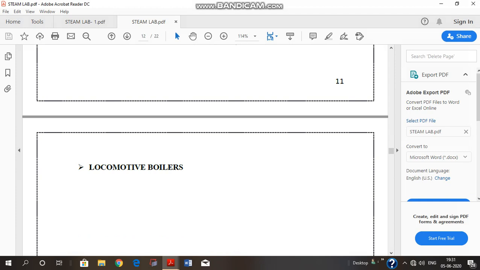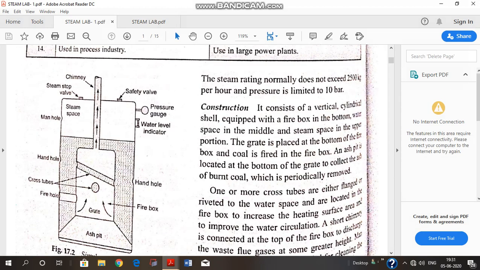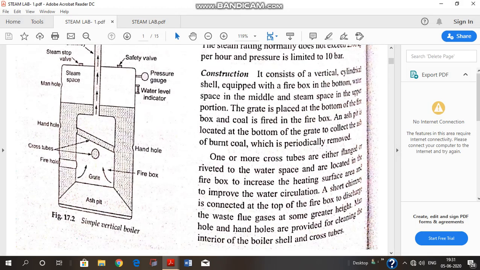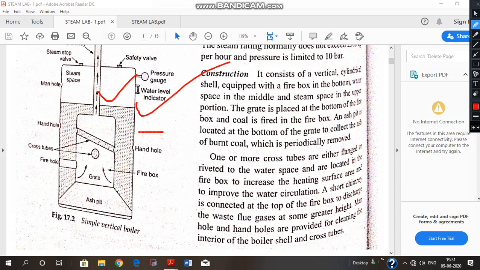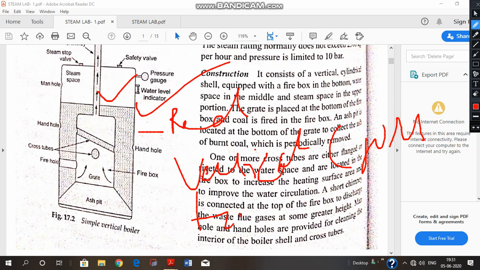Now one boiler is there which we are going to discuss, and this is a simple vertical boiler having the cross tubes, and it is there in the syllabus. In the lab it is present in the form of a red colored boiler having vertical cross tube boiler written over it. Vertical cross tube boiler. Red colored body.